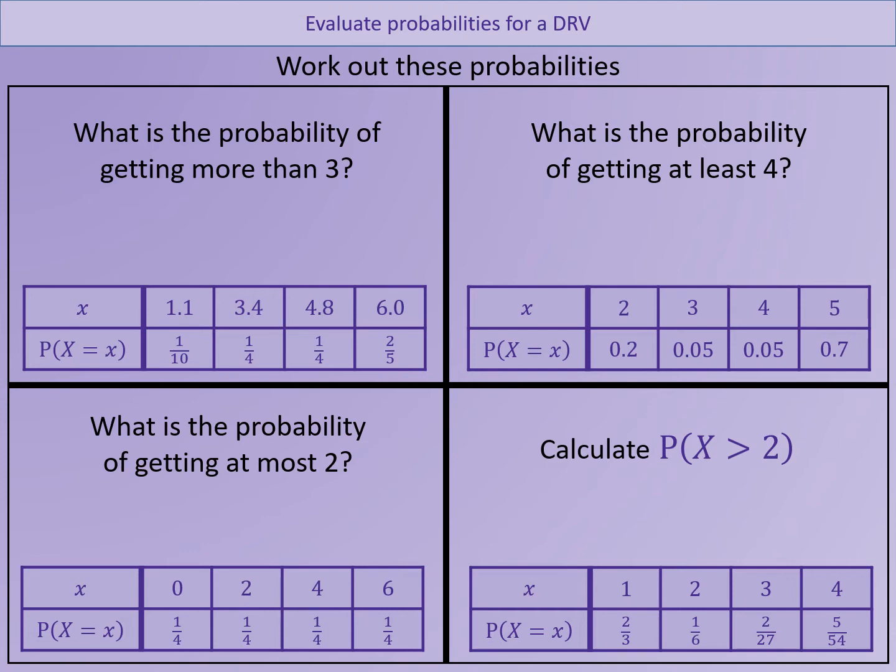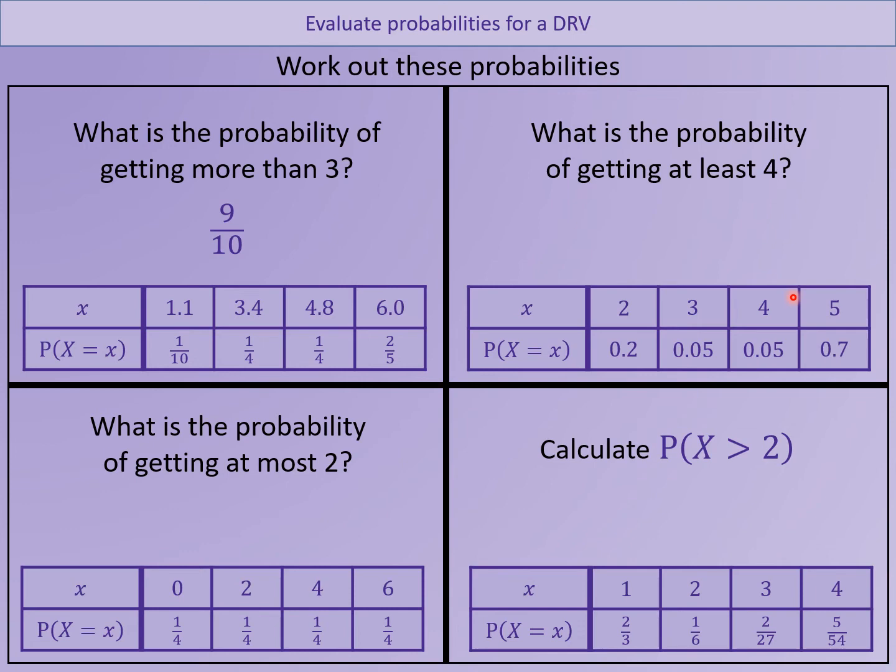So for question 1, we want to know the probability of getting more than 3 in this discrete random variable. So here we can see that of the possible values of x, 1.1 is less than 3, but the other 3 values are all more than 3. So we can add together the probabilities of the 3 values of x that are more than 3. A quarter plus 2/5 is going to give us 9/10. Alternatively, we could have done 1 minus the one remaining value, 1 minus 1/10, which would have also given 9/10.